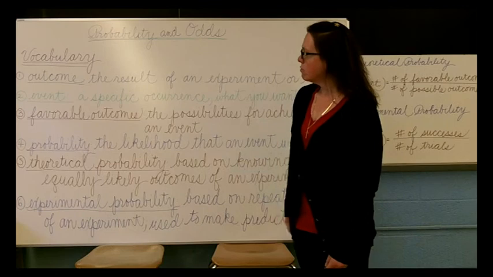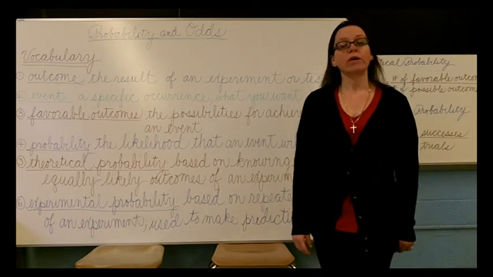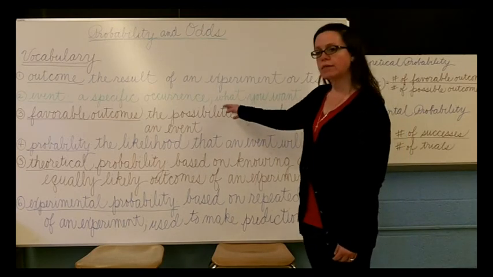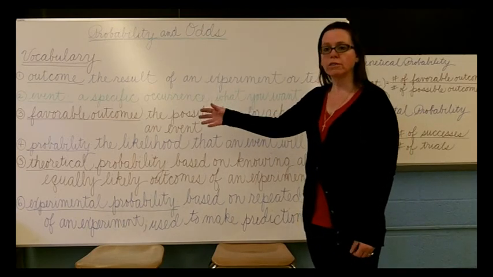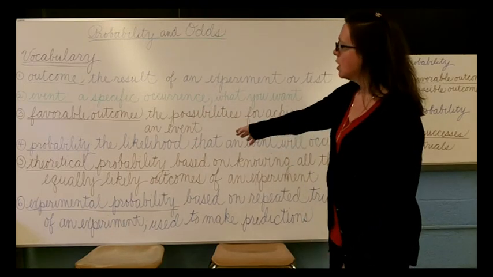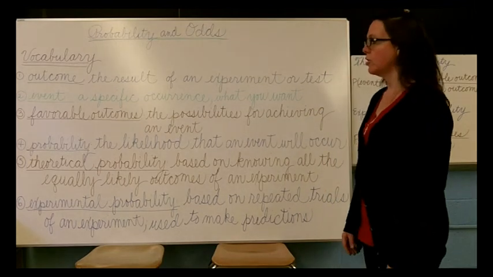Our third term for this lesson is favorable outcomes. Favorable means the possibilities of achieving the event, all the chances that we have of getting what we want in our results. The word probability is the likelihood that an event will occur.